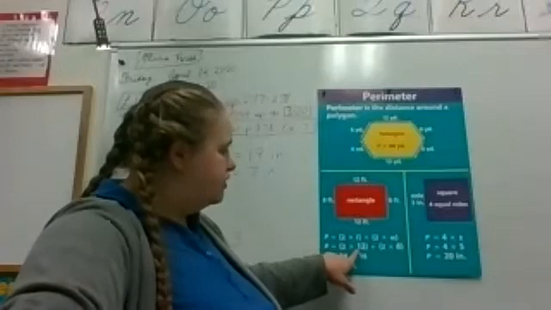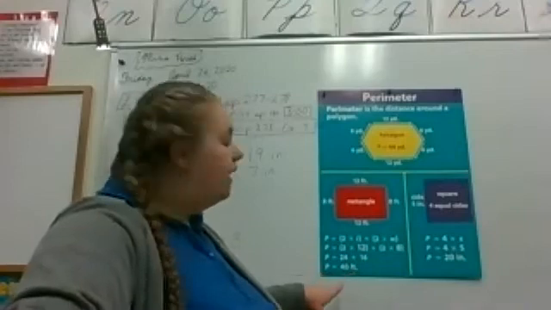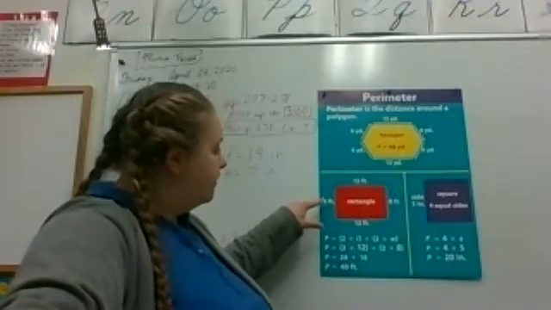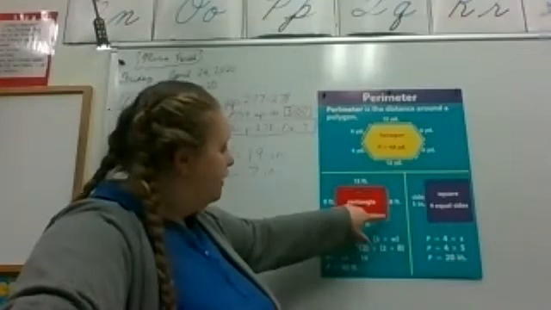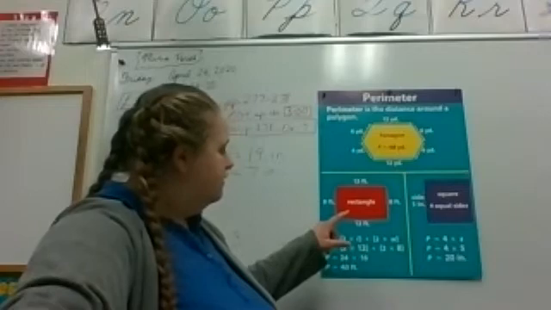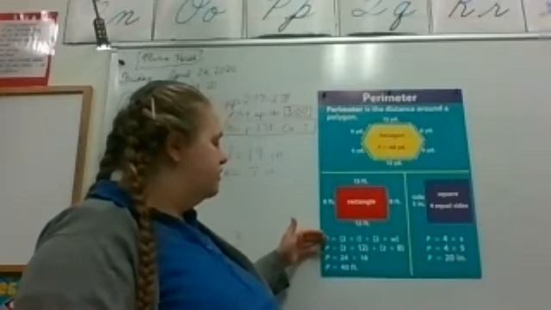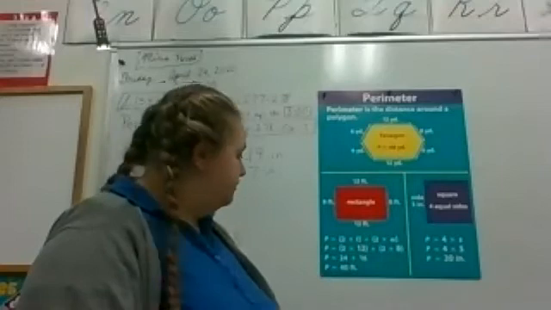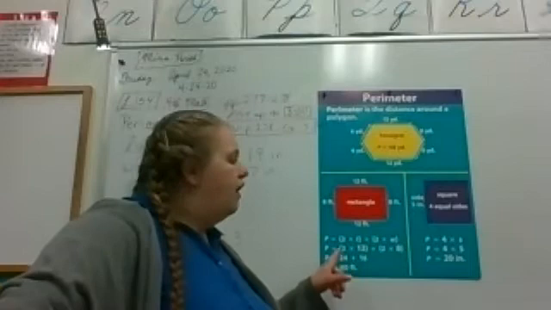So 2 times 12 is equal to 24, and 2 times 8 is equal to 16. And we add 24 plus 16, and we get 40, which would be the same as if we added 8 plus 12 is 20, plus 8 is 28, plus 12 is 40. So it's the same if we add all the sides together or if we multiply the 2 sides by 2 and then the other 2 sides by 2. Okay, so that's how to find the perimeter of a rectangle.